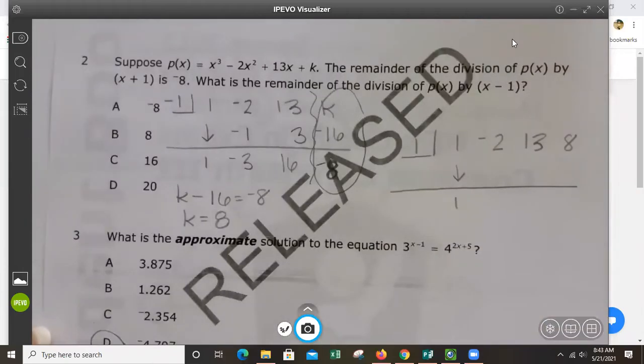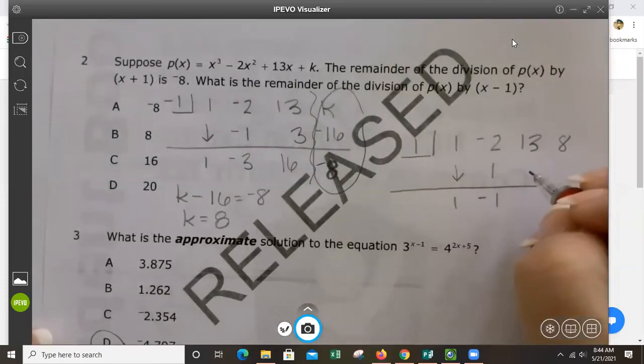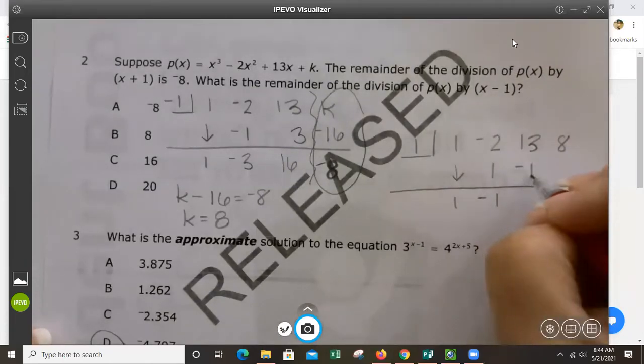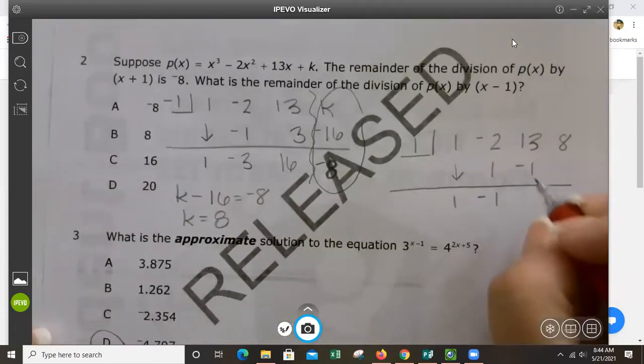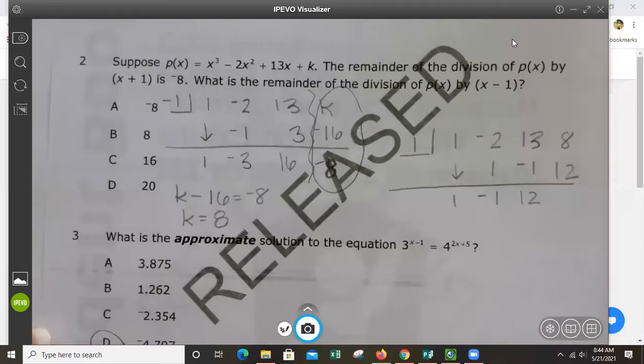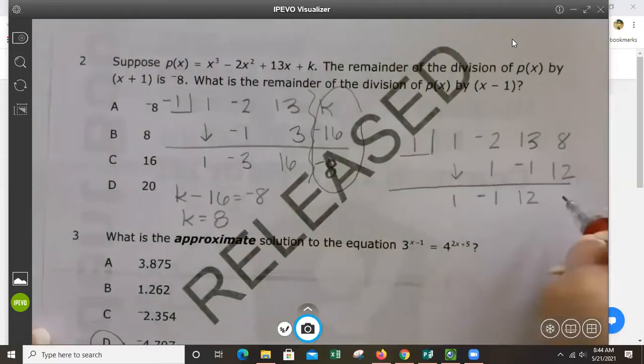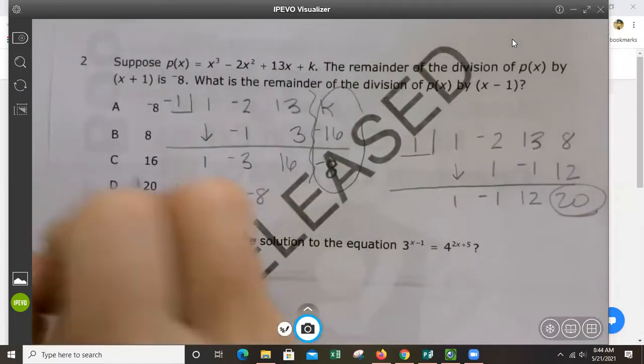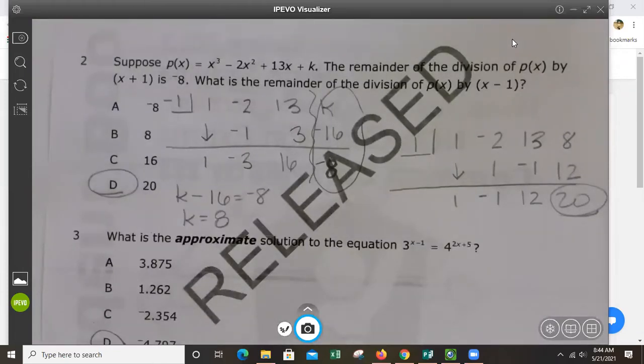Bring down the 1. 1 times 1 is 1. Add that up, we get -1 times 1 is -1. 13 minus 1 is 12. Times 1 is 12. Plus 8 is 20. So your answer is going to be B. Okay. So if you put the answer B, you were doing it correctly, but you just didn't finish the problem. That's it. Okay. So make sure that you answer the question that they asked.